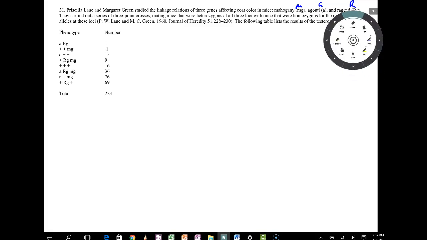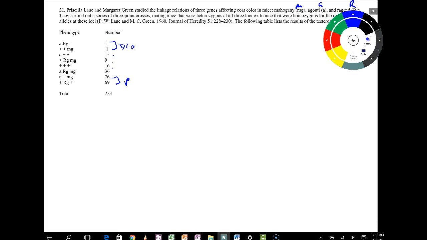Alright, so I can look at this and see what we got. These are the most, so those are the parentals. These are the least, so these are the double crossovers. The rest of them are some kind of single crossover, and it's going to be a little bit tricky to know how to group these because we've got these guys and these guys, and these guys and these guys. So we'll have to see how that looks.